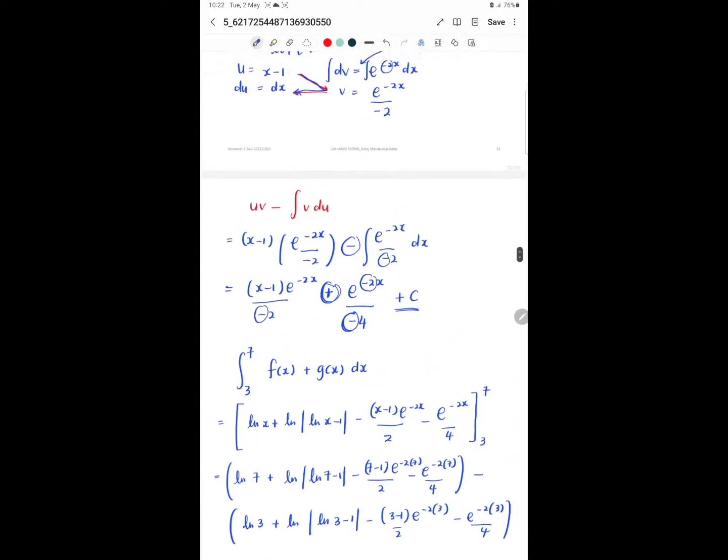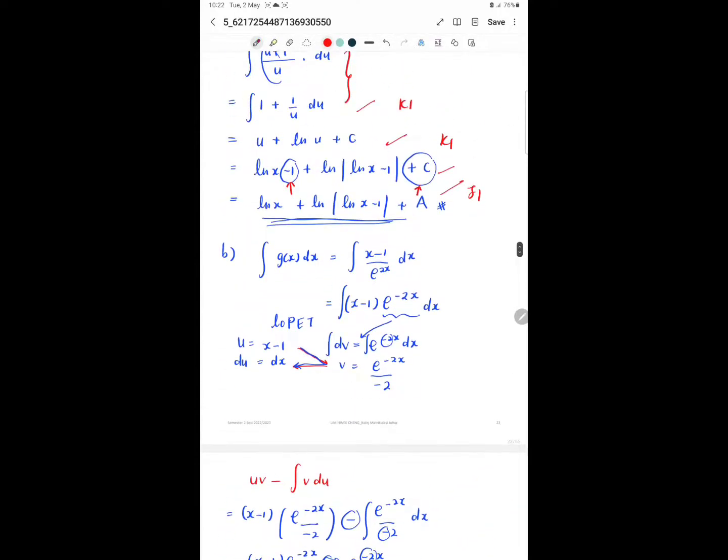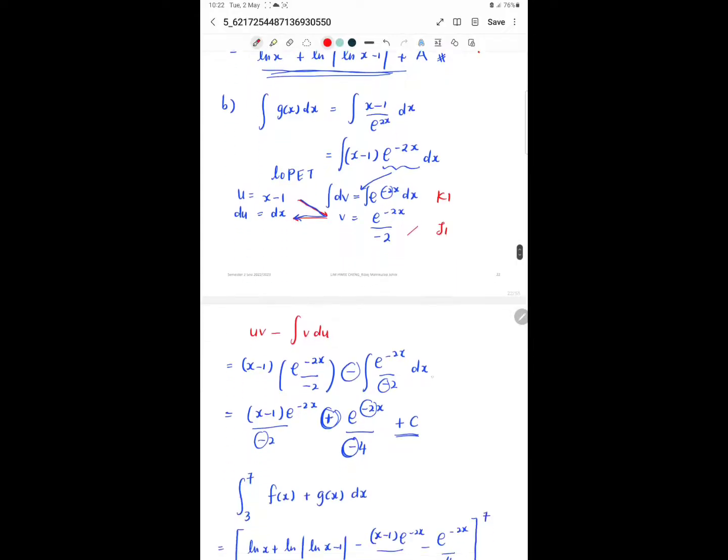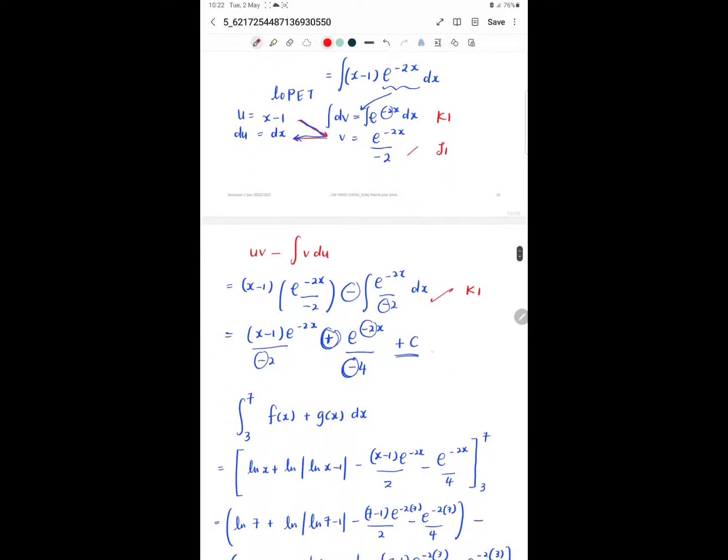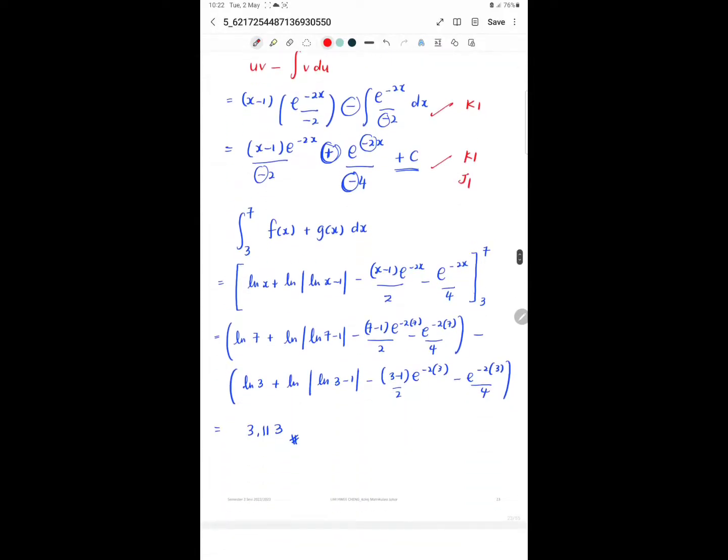Right, so we're going to look at the marks. Well, the marks will be given. Okay, first you do the by part. uv is K1. Okay, integrate correctly J1. Okay, substitute into the formula uv minus v du K1, integrate K1, correct answer J1. Okay, substitute the limit, put the limit back in. Okay, this one K1 and then J1. So total marks is 12.